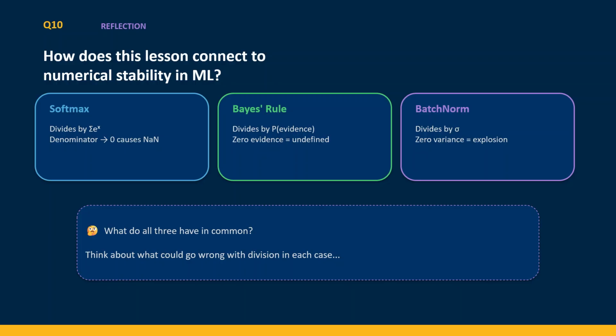Question 10. Reflection. How does this lesson on solving rational equations connect to numerical stability in machine learning? The slide shows 3 examples of machine learning scenarios where division by zero or near zero values can cause problems. Allow a moment for students to think about the common thread connecting all three before revealing the answer.